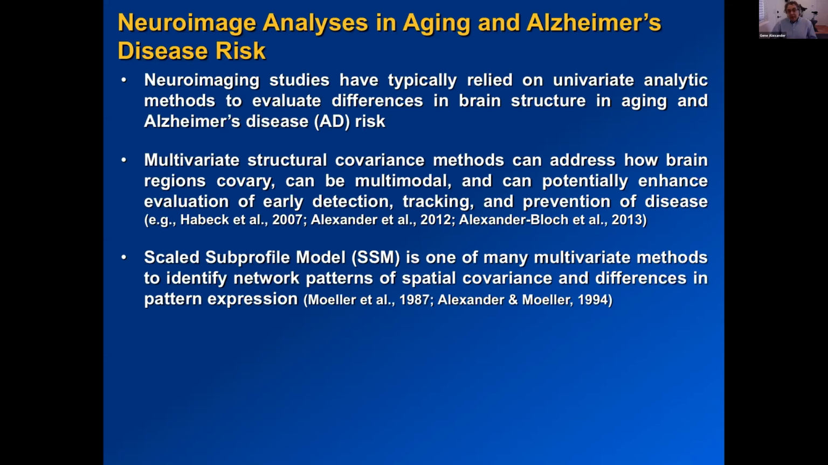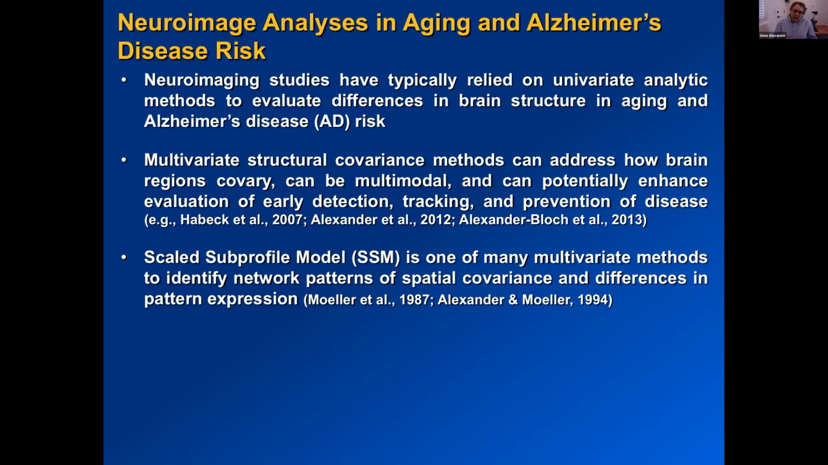I'll be talking about a method called the scaled subprofile model, one that's been around for approximately over 2 decades, but it's really one of many multivariate methods that are currently being used and have been developed over the years. In the case of the SSM method, it really identifies network patterns of spatial covariance and differences in pattern expression. And we can use this technique across multiple types of imaging modalities.